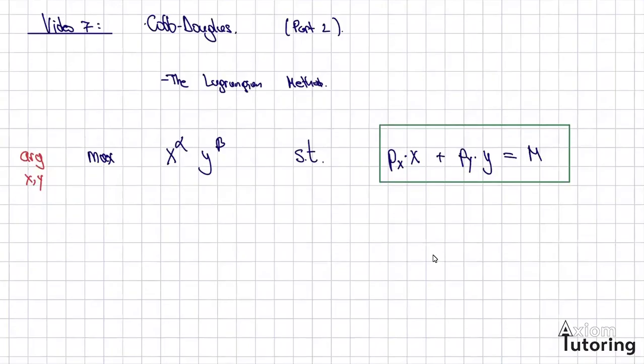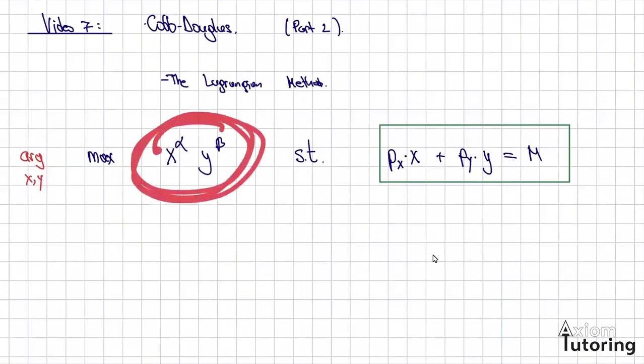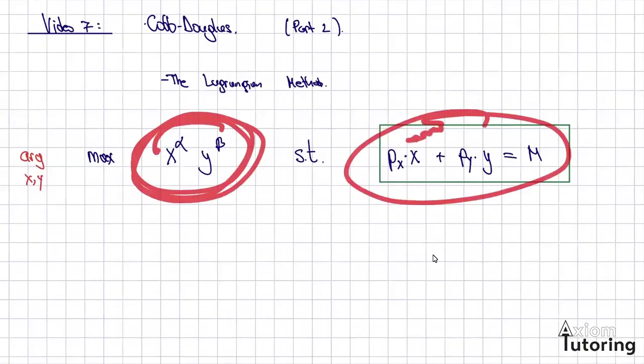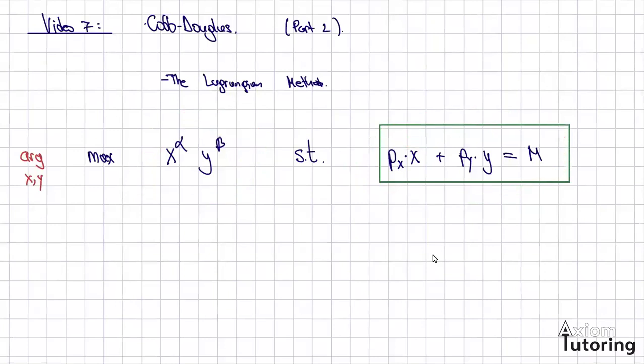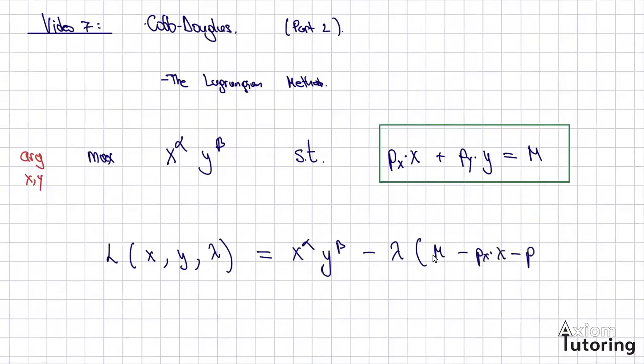Well, the Lagrangian method effectively says that you have an objective function that you are trying to maximize, in this case, subject to a constraint. And what the Lagrangian method does, it says, well, I don't like a constraint, so I would like to deal with an unconstrained problem. So let's take an objective function, the Lagrangian, that is a function of y, x, and adds a third variable that effectively captures that constraint. That will equal x^alpha y^beta minus lambda times (m minus px times x, minus py times y).